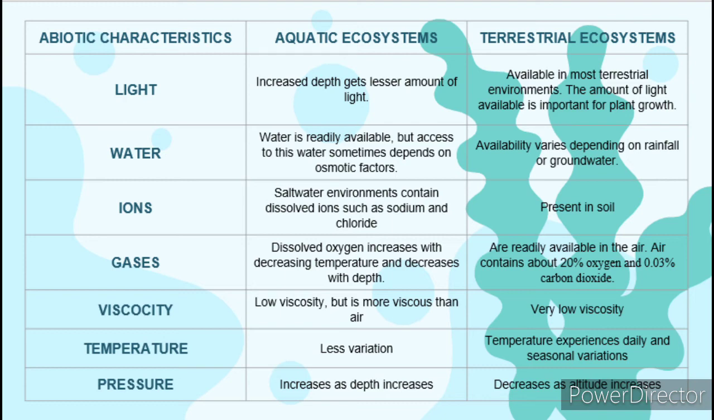In terrestrial ecosystem naman, availability varies depending on rainfall or groundwater. So, advantage ng terrestrial ang light, at ang aquatic naman ang advantage niya ay water. Kasi kahit saan may water sa aquatic ecosystem, samantalang sa terrestrial naman, ay nakadepende pa sa rainfall or groundwater.